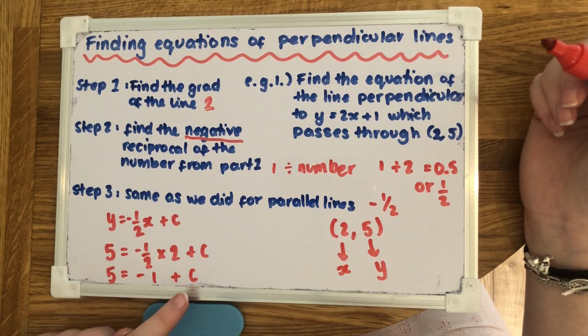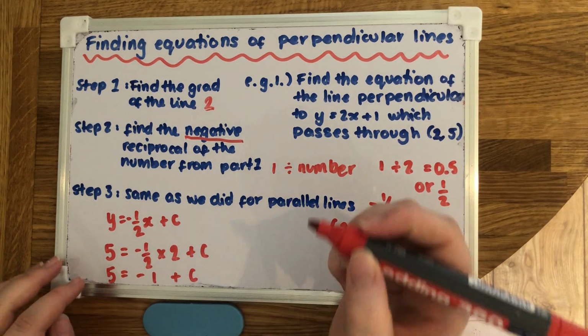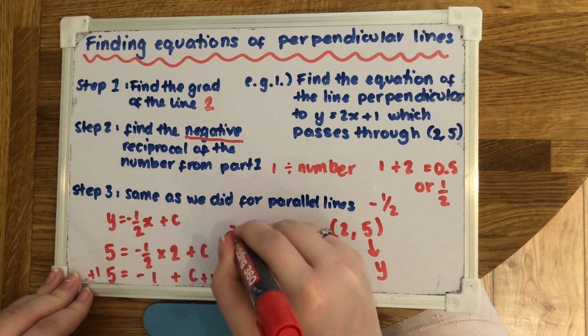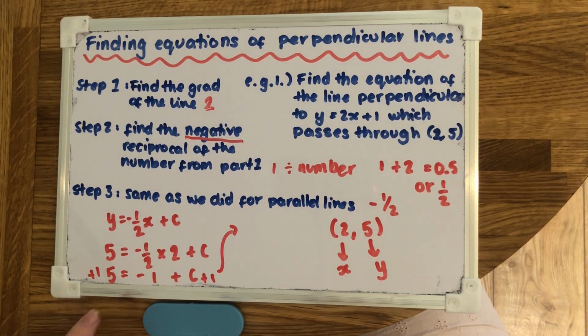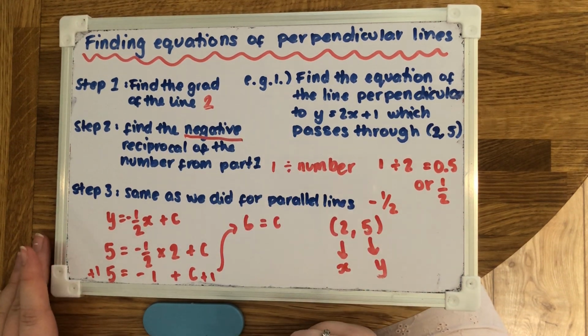Okay, now we just want c on its own. At the moment we've got this -1, so we need to add 1 onto both sides. I'm going to try and squidge it in. Okay, so we end up having 5 plus 1 is 6, so c is equal to the number 6.